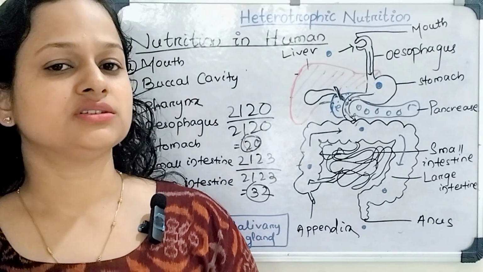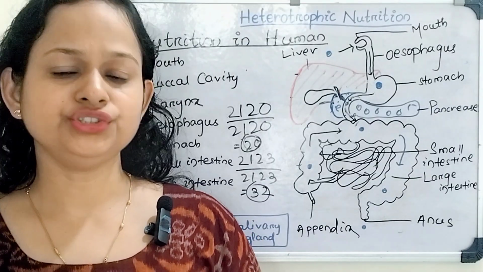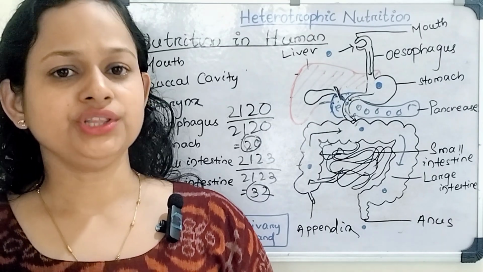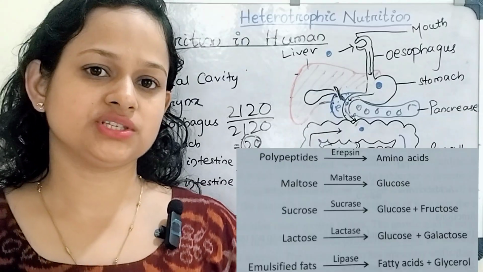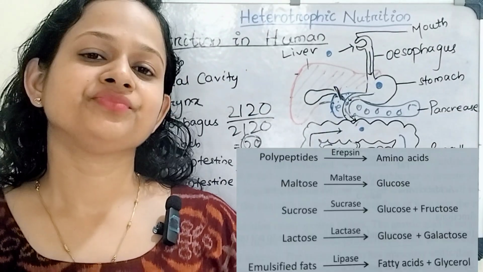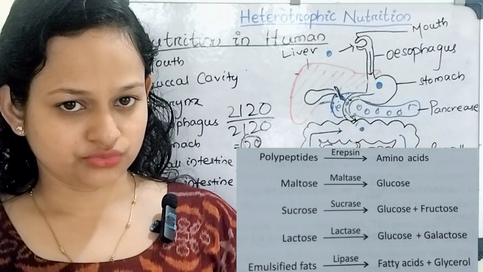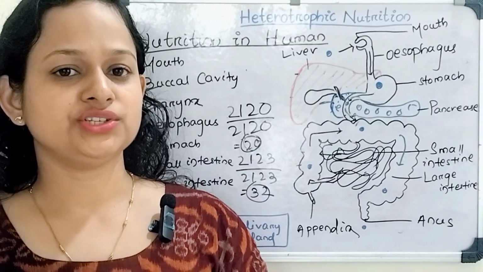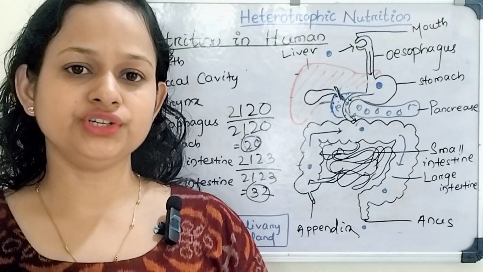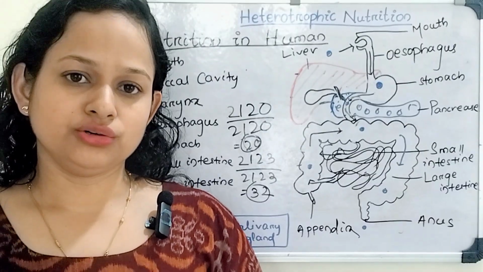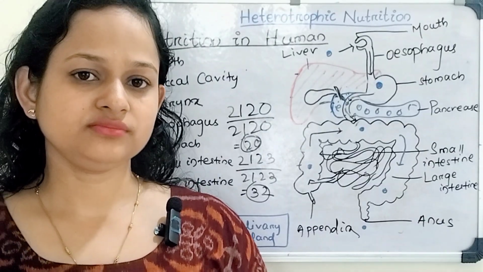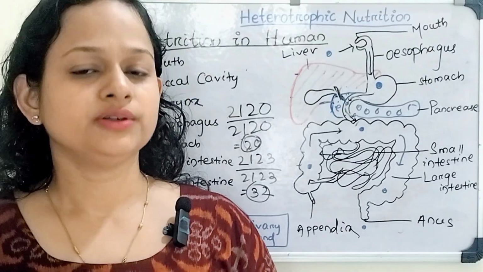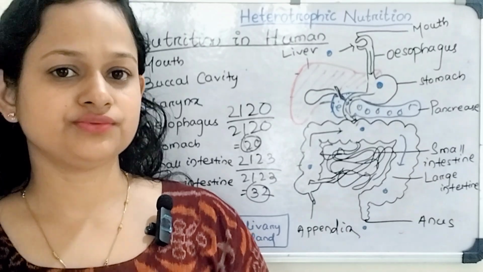So in the small intestine, the food gets its complete digestion after mixing with different types of enzymes. So in the intestine, the food which is completely digested is known as chyle. Then after the completion of the digestion, the food is ready for absorption. The process by which the digested food is taken up is known as absorption.